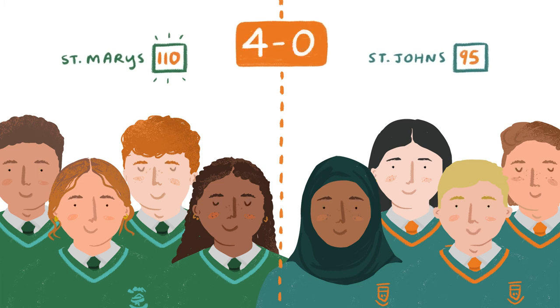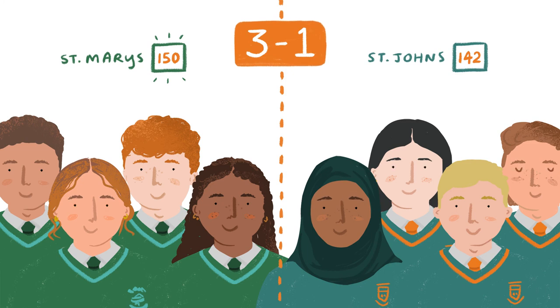4-0 for a unanimous win. If one school scores between 11 and 19 points more than the other school, a 4-0 win is awarded. For example, if St Mary's score is 110 and St John's score is 95, St Mary's will be awarded 4 points and St John's 0.